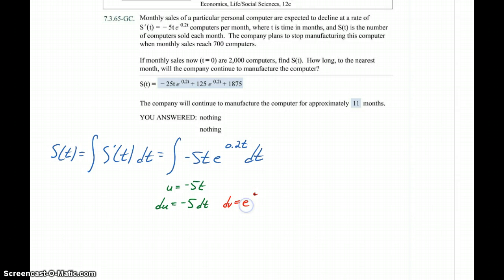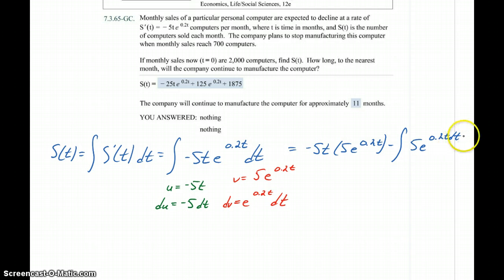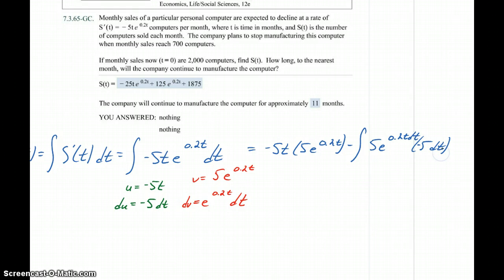We'll let dv equal e to the 0.2t dt, which means v is 1 over 0.2, or 5 e to the 0.2t, which means we can rewrite our integral as negative 5t times 5e to the 0.2t, so that's u times v, minus the integral of v, which is 5e to the 0.2t dt, times du, which is negative 5 dt.